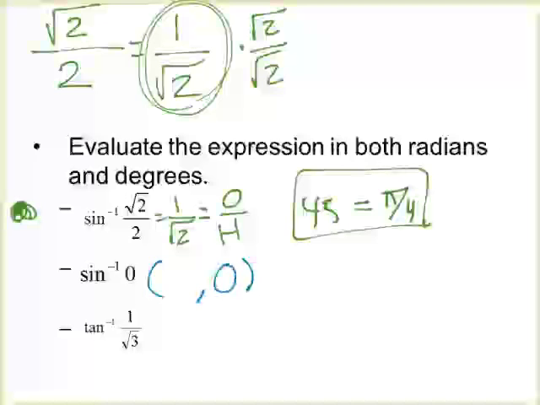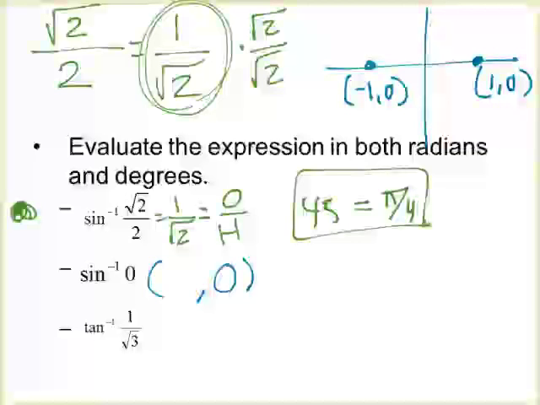Cosine, comma, sine. So if I know the sine is 0, that means I know the second part of the point is 0. So I don't care what the first part is, but I want the second part to be 0. That actually happens in 2 different locations. That happens on both our 0 line and our 180 line. So that means that our answer could be 0 degrees, which is 0 radians. That's what's considered the principal or the primary solution.